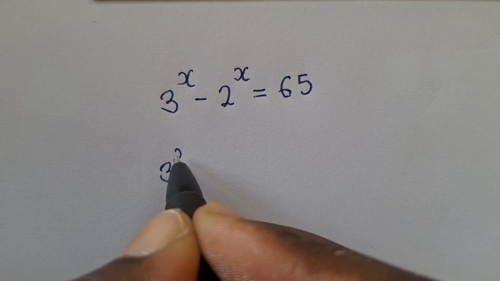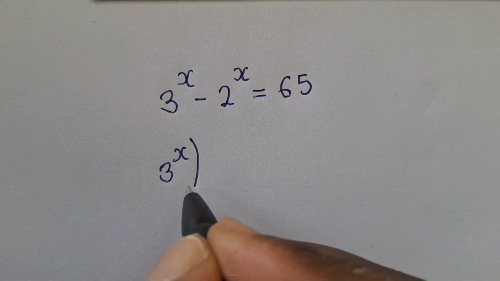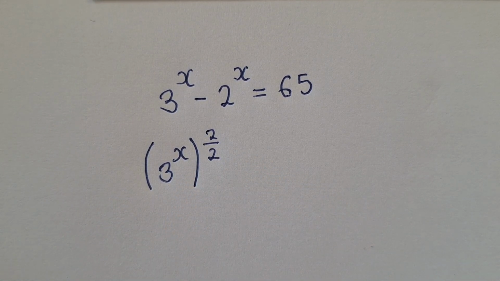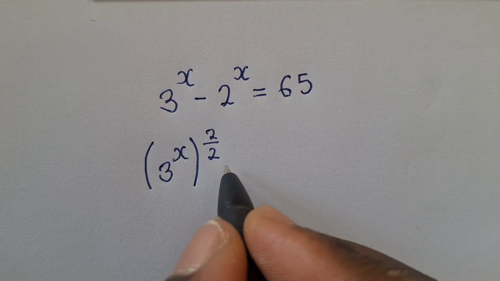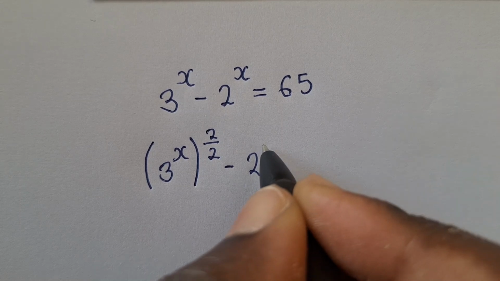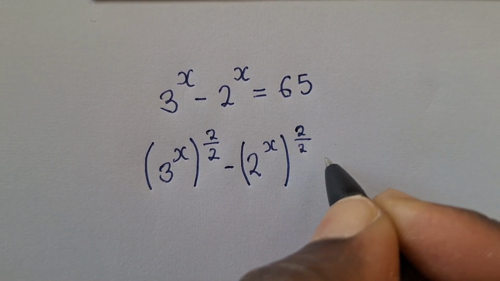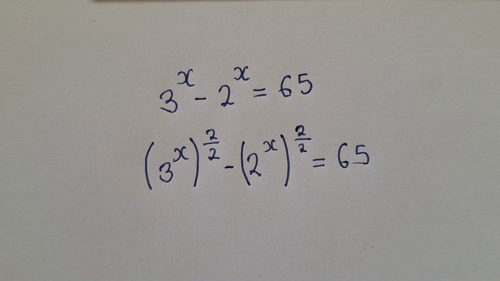3 power x, and then we put the brackets here. We shall have a 2 over a 2, that's power 2 over 2. So power 2 over 2, we will not change anything. It's the same as what we have here. Minus here, we also do the same here. 2 over a 2 is equal to 65. So this is the first thing that we need to do.